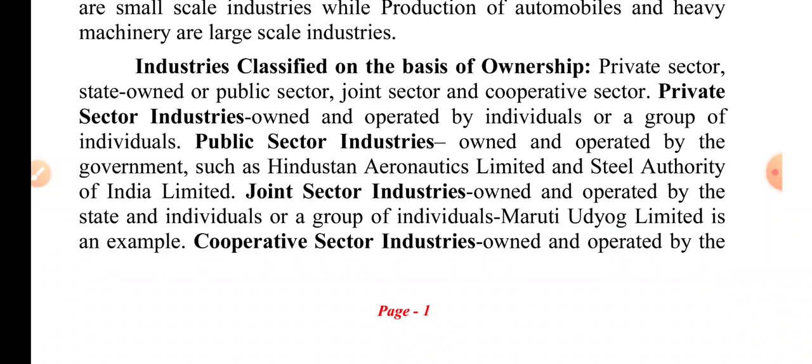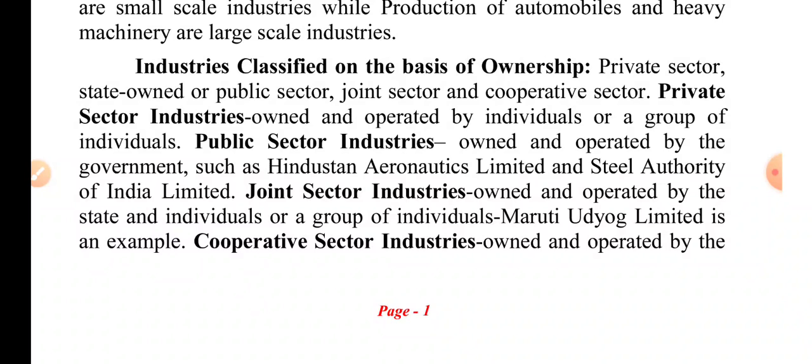And here come industries classified on the basis of ownership: private sector, state-owned or public sector, joint sector and cooperative sector. Private sector industries are owned and operated by individuals or a group of individuals. Public sector industries are owned and operated by the government, such as Hindustan Aeronautics Limited and Steel Authority of India Limited.